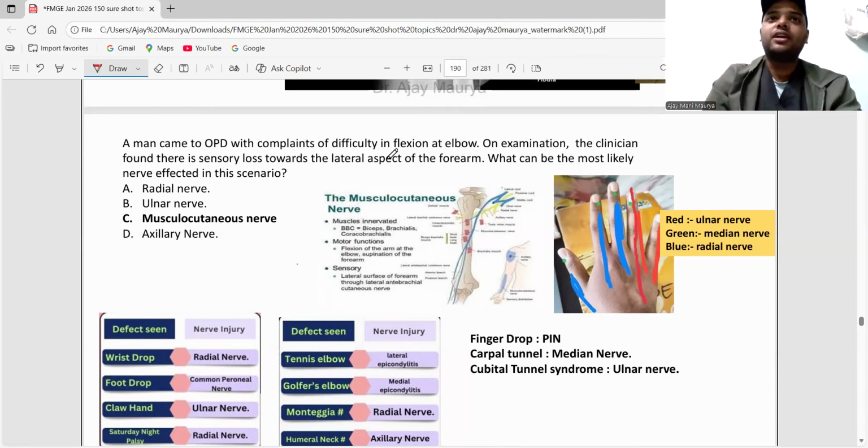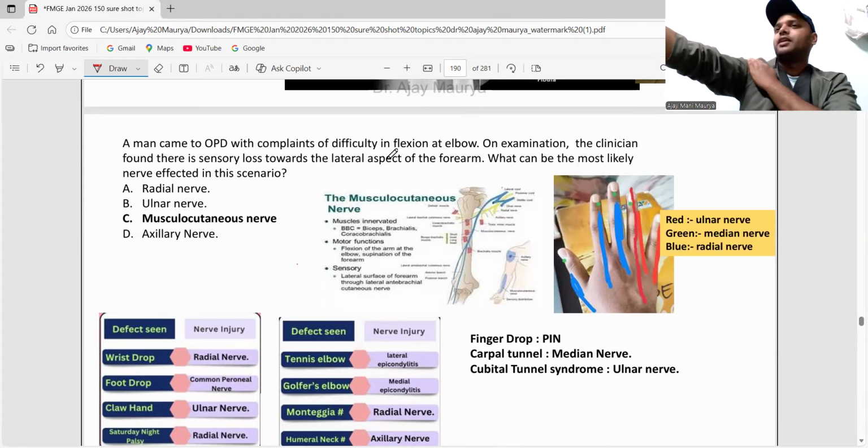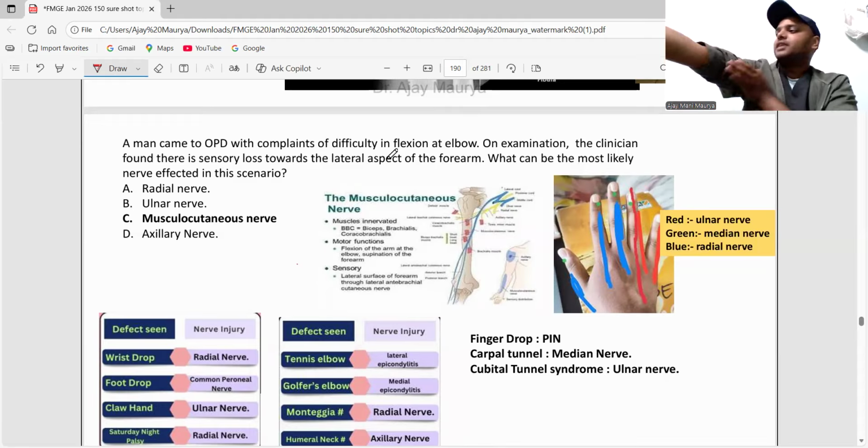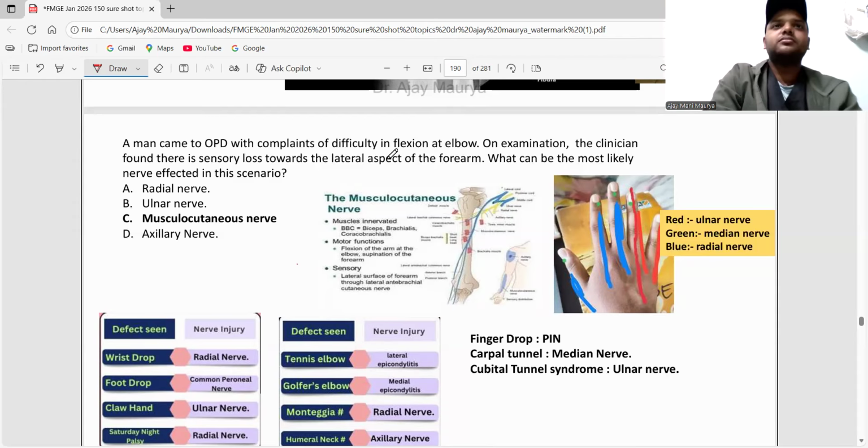As you know, the anterior compartment of the arm is supplied by the musculocutaneous nerve, and it also supplies the lateral surface of the forearm, mainly the sensory part. So it is going to be your musculocutaneous nerve. Please read about this one. It also supplies the muscles BBC: biceps, brachialis, and coracobrachialis.